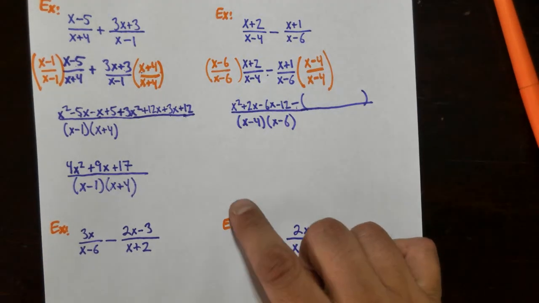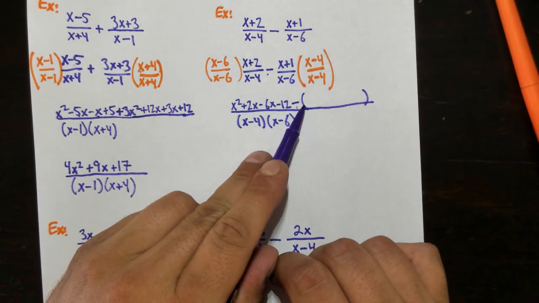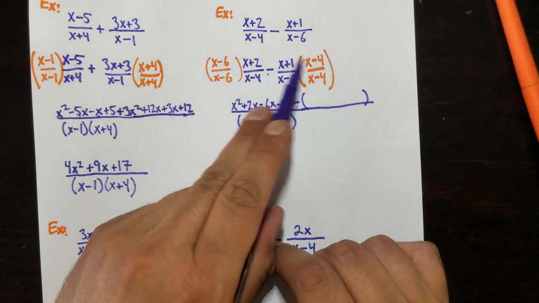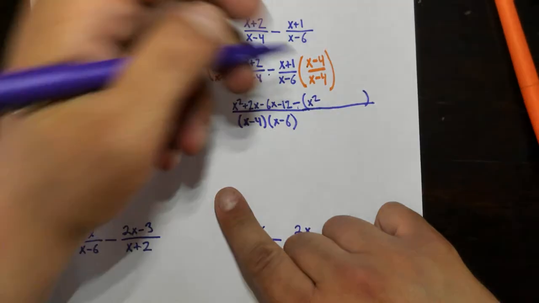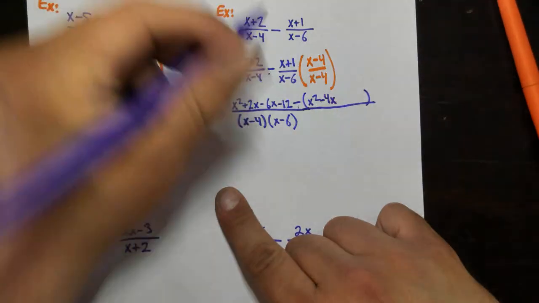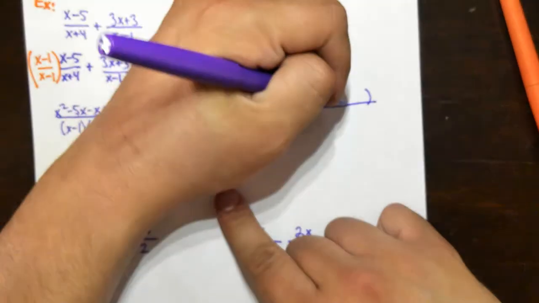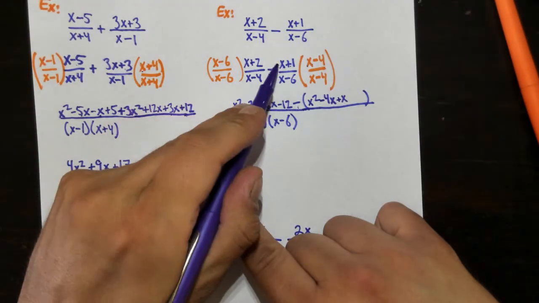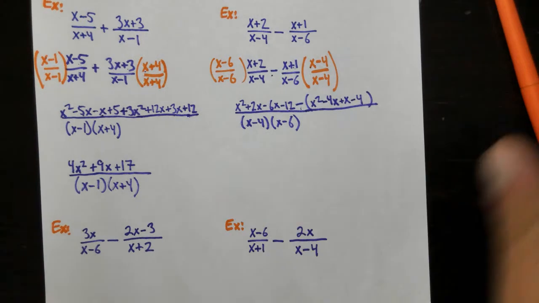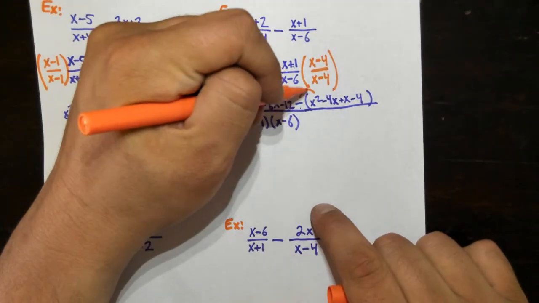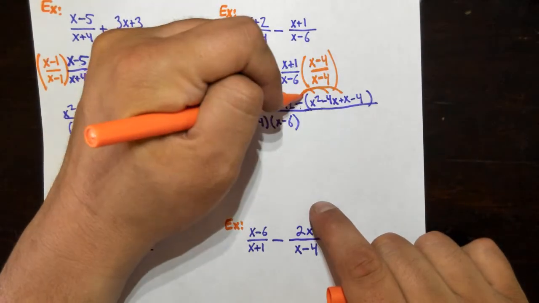So let's see here. X times x is x squared. X times negative 4 is negative 4x. 1 times x is plus x, or just plus 1x. And then 1 times 4 is negative 4. So now what we need to do is distribute this negative to all 4 of these terms.